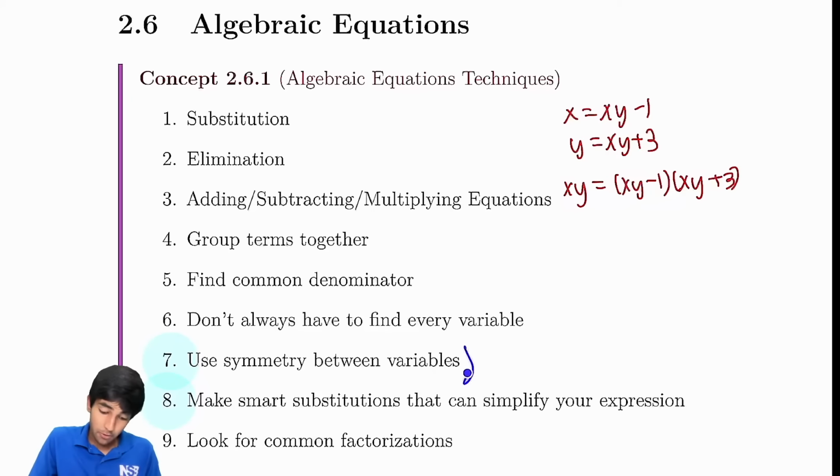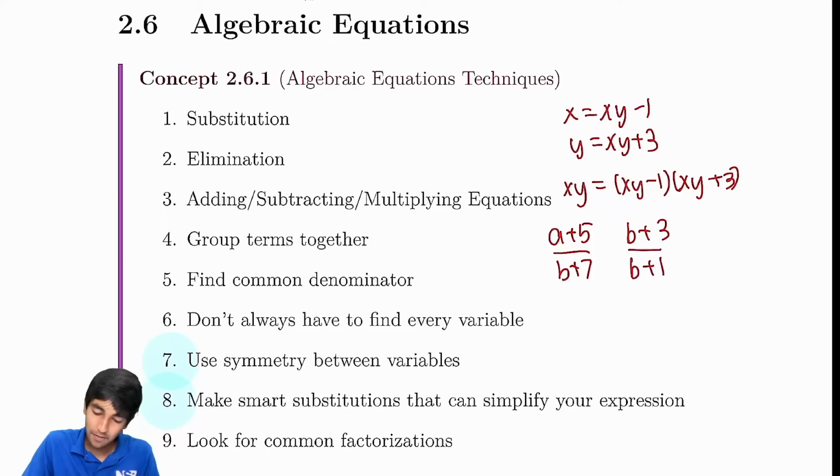And yeah, the symmetry. There's a problem I did in the mastering series earlier where we have, for example, a plus 5 over b plus 7, and then b plus 3 over b plus 11. And then over here we have ab plus 5b plus 3a plus 15 over something like this. Over let's just say ab.